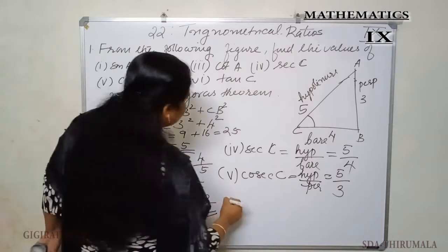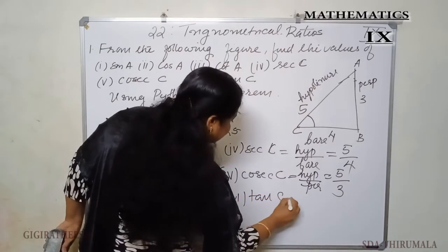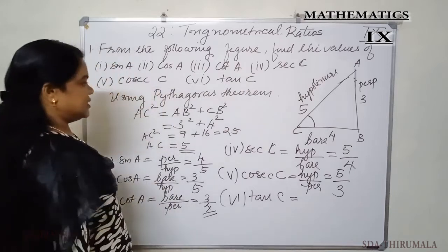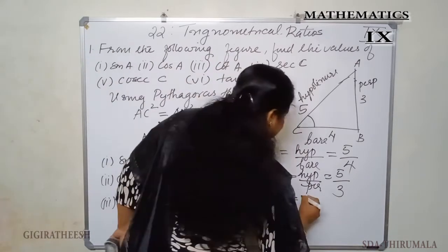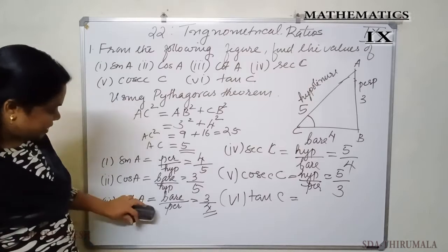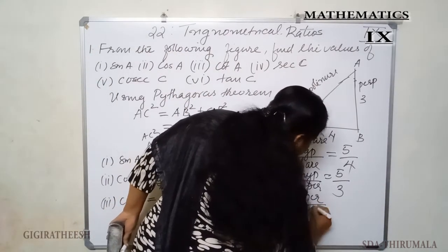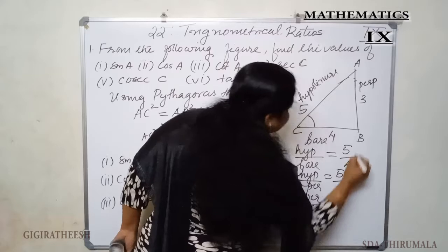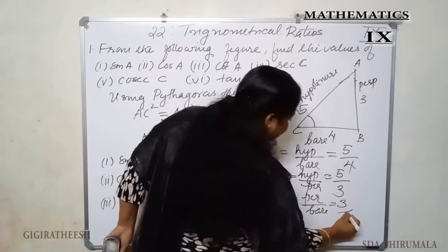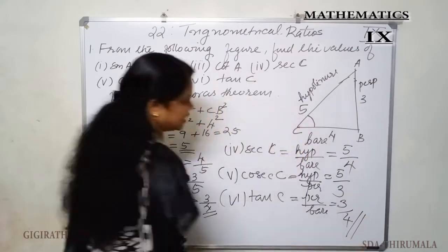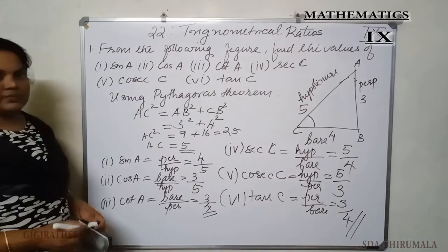And the last question is tan C. Tan C is equal to perpendicular by base, the reciprocal of cot A. The perpendicular is 3 and the base is 4, so tan C is 3 by 4. Okay, these are the values of these 6 ratios.